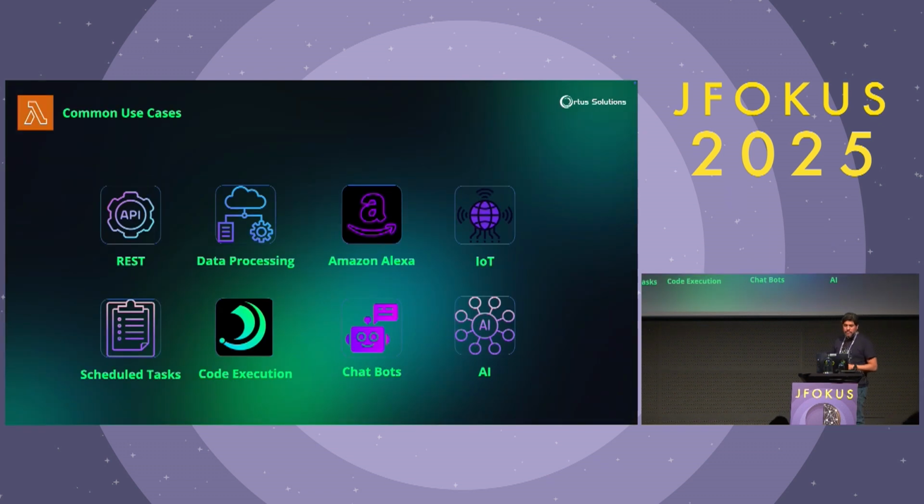Thus the word functions. There are several common use cases, from building RESTful applications to data processing, building Amazon Alexa skills that some on our team have built as well, IoT devices, so you can actually grasp information from IoT devices. Scheduled tasks, you can actually do scheduled tasks with Lambda and a mixture of other services with AWS. Code execution, that's actually what I'm going to be showing you, how we built our serverless application. Of course, now the new rage with AI and chatbots, it's a great candidate for building things in serverless.